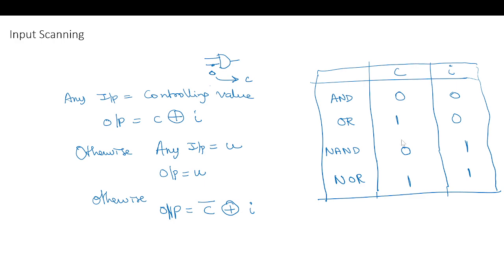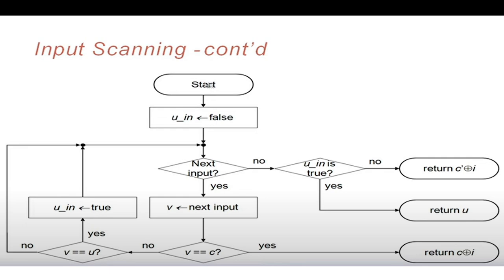Now here, for every gate, we will check whether any one of the inputs is a controlling value, and if no controlling value, then whether it is a U or not. In the flow chart we can see that if we obtain the next input, we check whether it is the controlling value, then the output is C XOR I. If it is not, then we verify whether it is a U and we make it true. If it is a U, then we return unknown. If not, we return C complement XOR I.